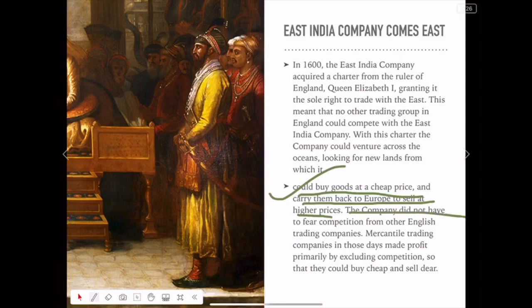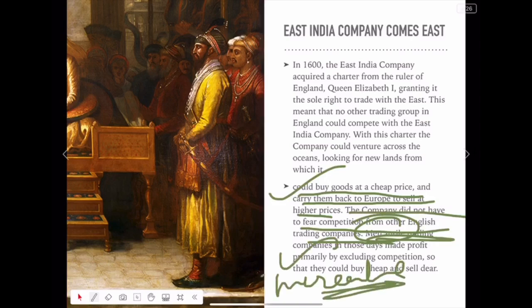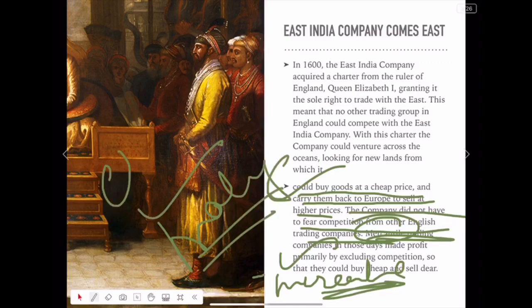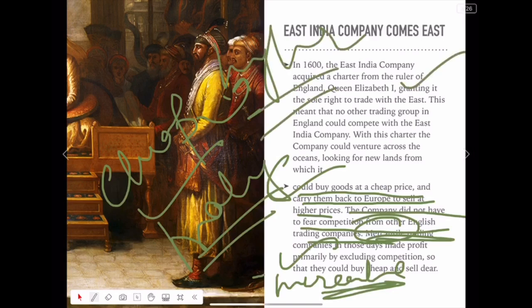The Company did not have fair competition from other trading companies, the mercantile. What was mercantile? By the way, a mercantile is a trading company which buys goods at cheap prices and sells them further at a higher price. All right, so this was your mercantile.